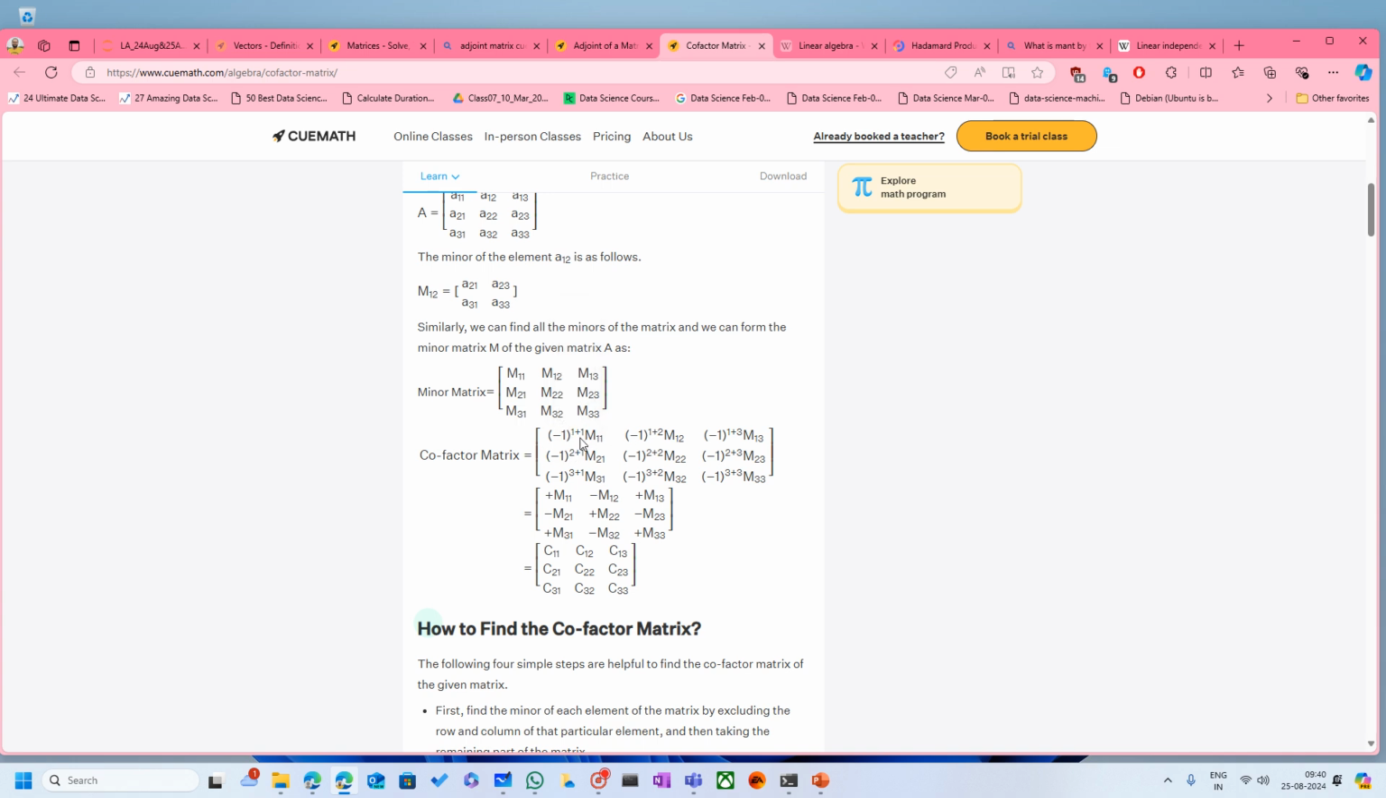Now to that minor matrix, if you multiply minus 1 to the power of i plus j, where i is the row and j is the column that particular element is in. For example, this is the first element, hence this is the first row and first column. This is the first row, second column, this is the first row, third column. So that way, if you keep on multiplying, then finally you get the cofactor of that matrix.